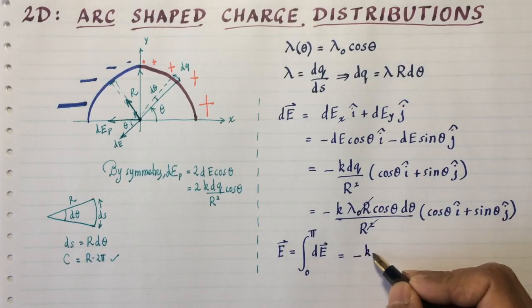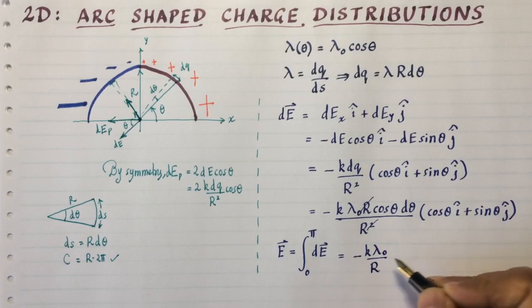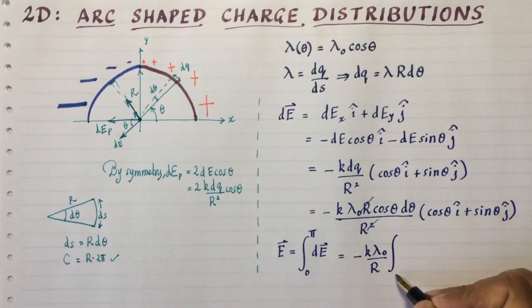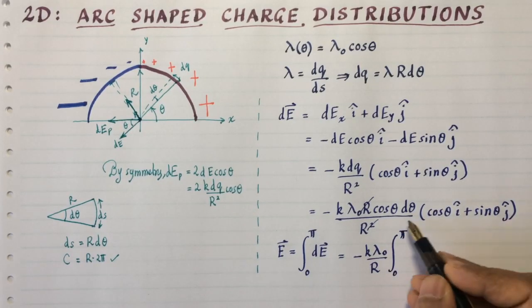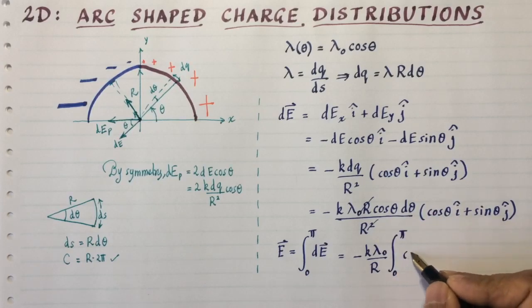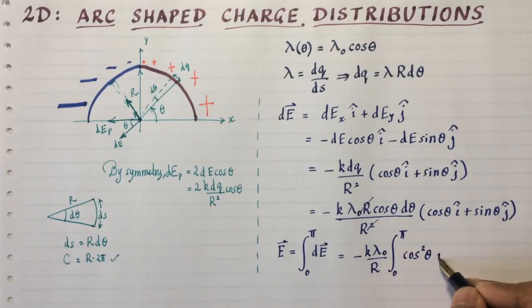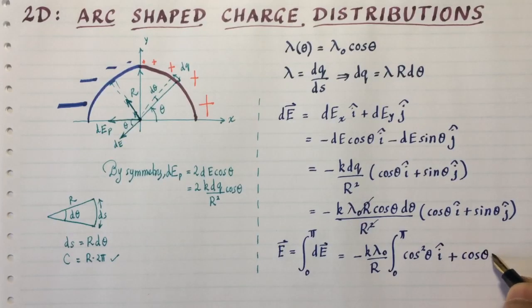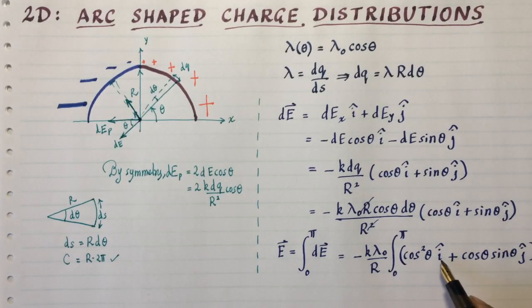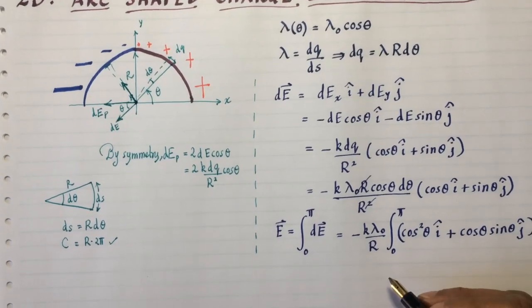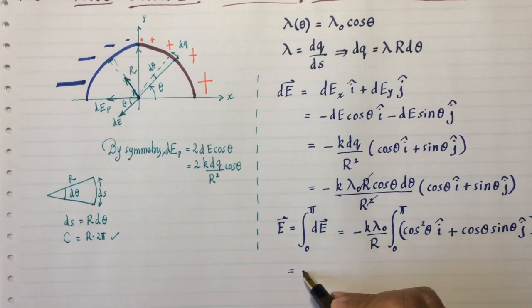I'll bring out the negative k lambda naught over r outside since they're all constants. So I get integral 0 to pi. Let me go and multiply this cosine theta in. So I'm going to get cosine squared theta i hat plus cosine theta sine theta j hat d theta. Don't be flustered by having a vector quantity inside the integral sign. It just means that you do them separately. So you can think of it as two separate integrals. In fact, let me do that.